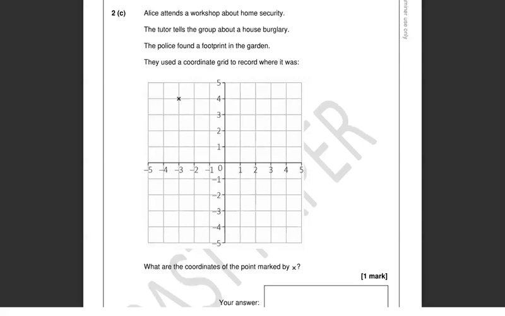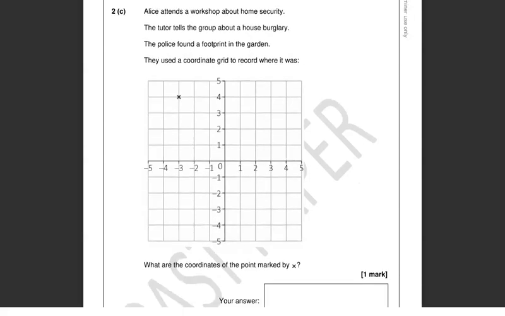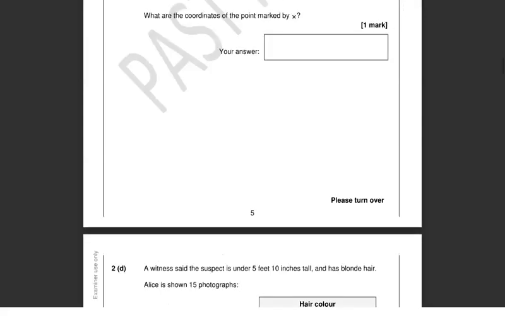If you want to find the coordinate, you go down this way, that's -3. Then you go to the right 4. So it's going to be -3 and 4. That's just one mark. That should be very easy for you. So look at this one.